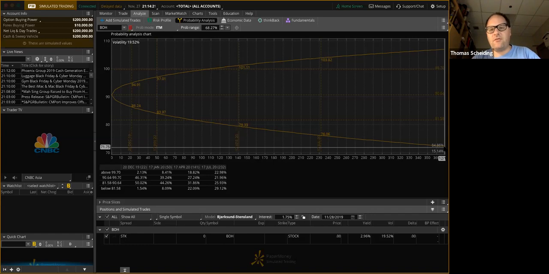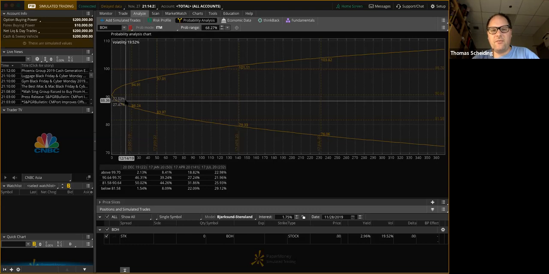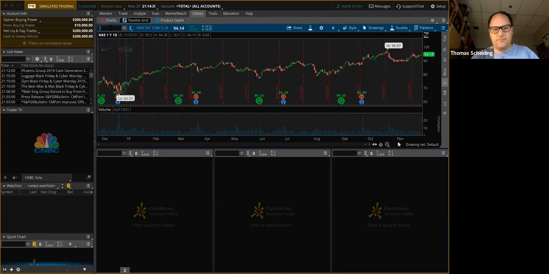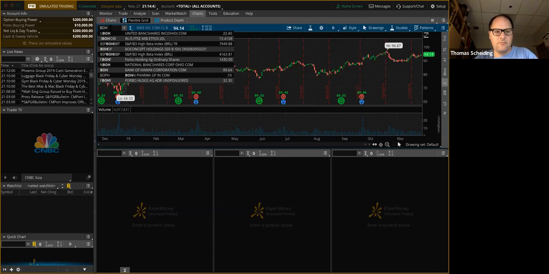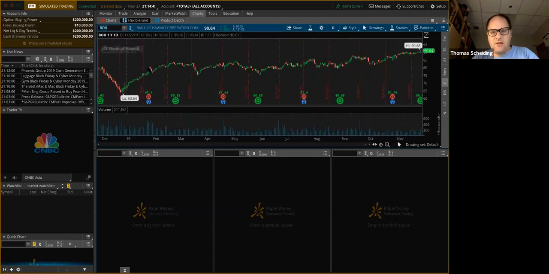So again, in Thinkorswim, which I'm using right here, I'm in Analyze, I'm in Probability Analysis, and I'm looking at how the share price is. But alternatively, what you may want to do is create a chart. In this case here, you might want to use a technical analysis technique. Something we haven't talked very much about, but that's only because primarily this isn't a technical analysis class.